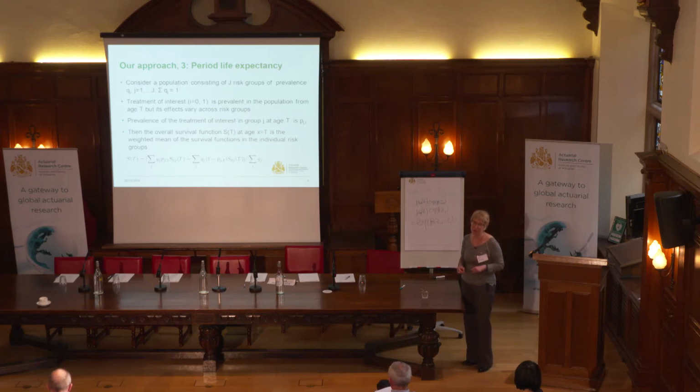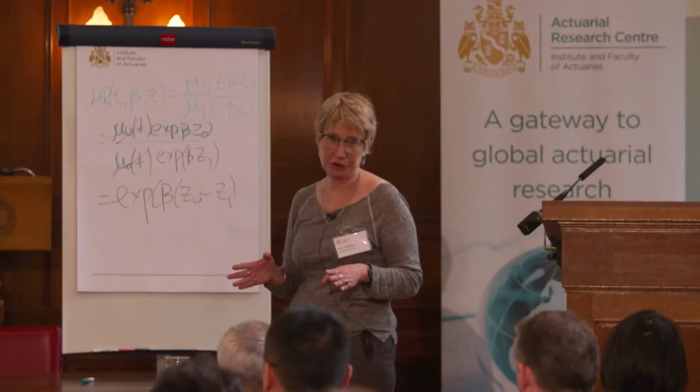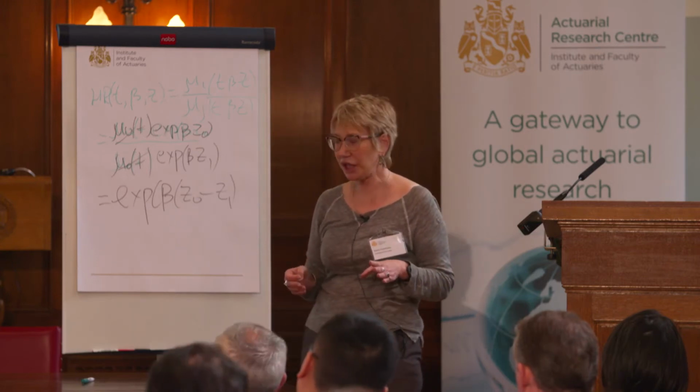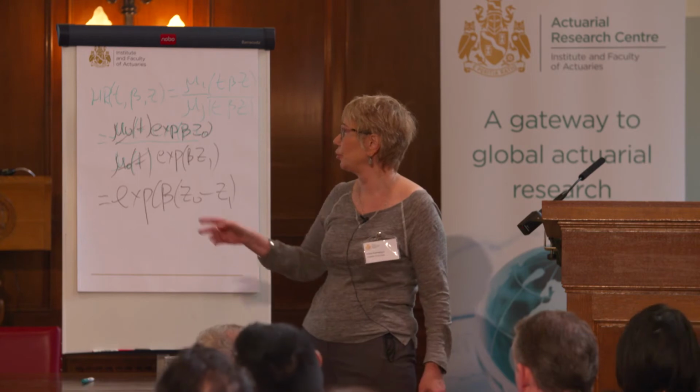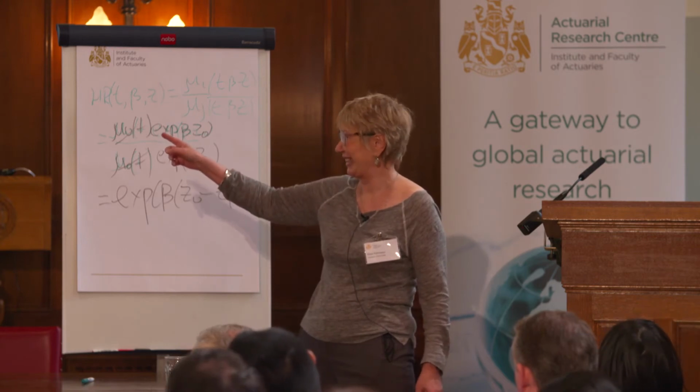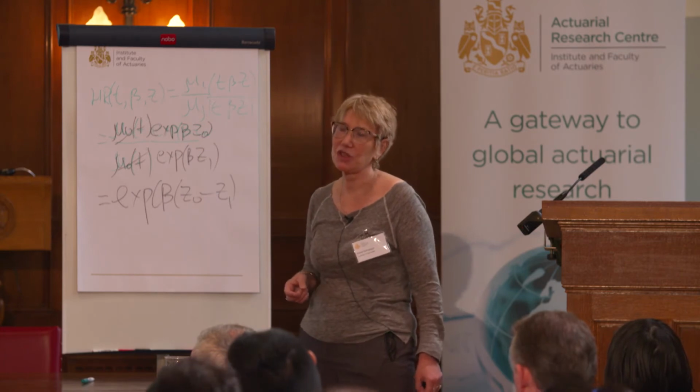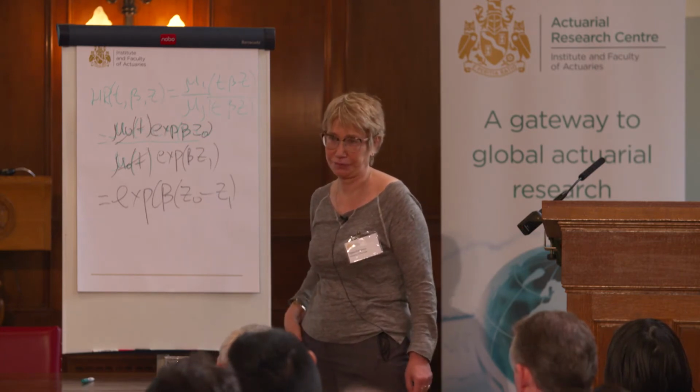And because I'm dealing with the thin data, I can estimate, I can find those weights easily. I can look at the prevalence of treatment, I can look at the prevalence of risk. So I am able to fill in the weights. My task at this stage is to estimate my individual survival functions. So how am I going to do this?